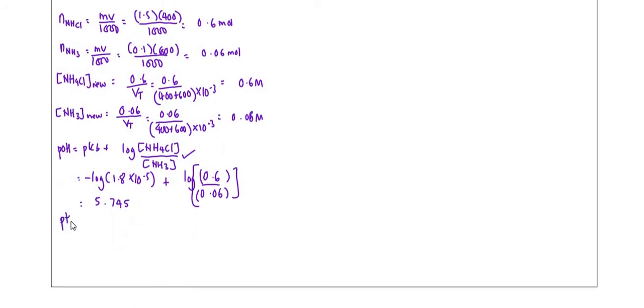The question asks you about pH. So pH equals 14 minus pOH. 14 minus 5.745, and you get 8.26. This is the pH of the buffer. Okay, remember, if there are different volumes between acid and base, between the salt and its conjugate, make sure you find the new molarity. Then you proceed with the Henderson-Hasselbalch equation.